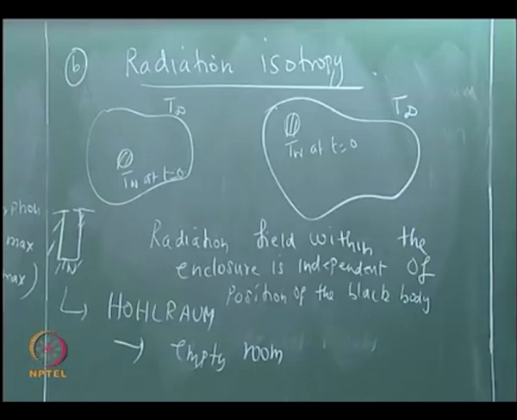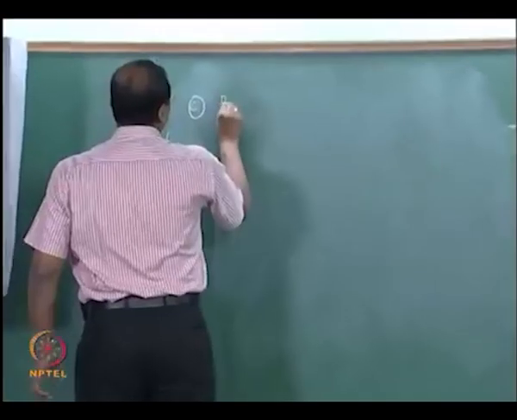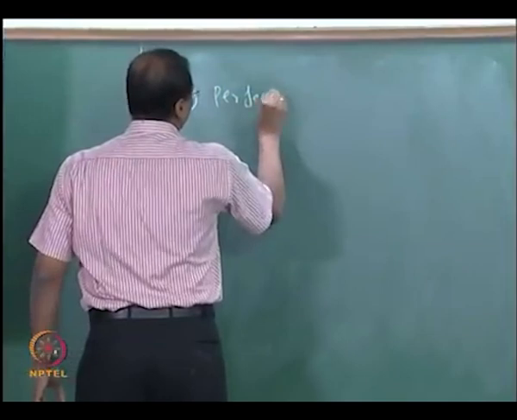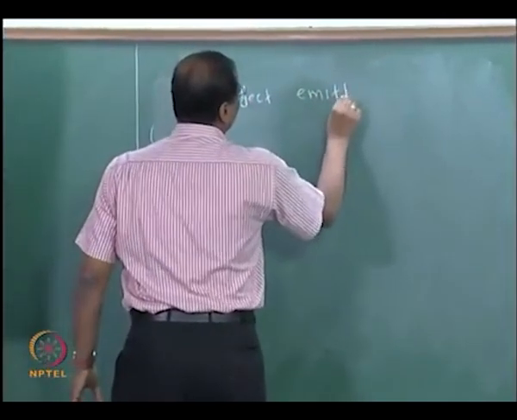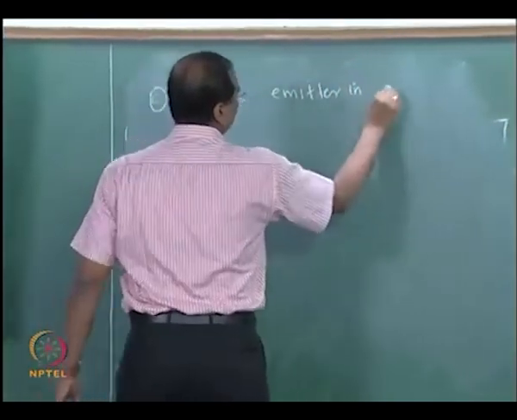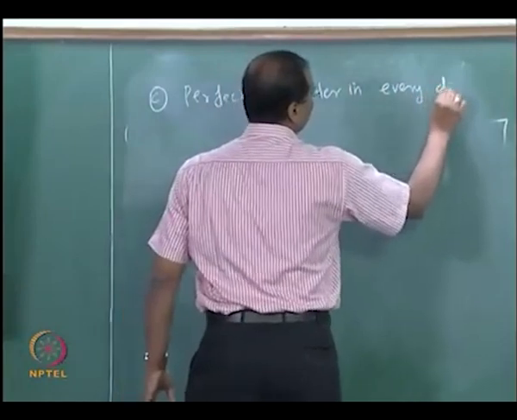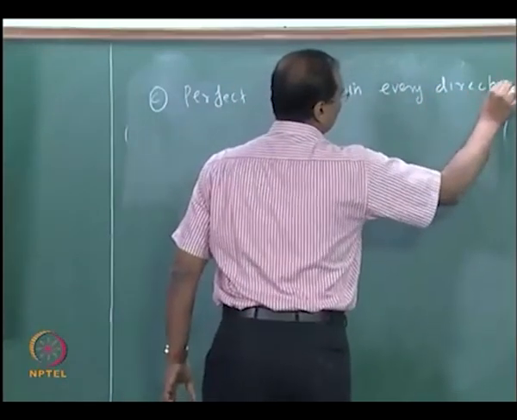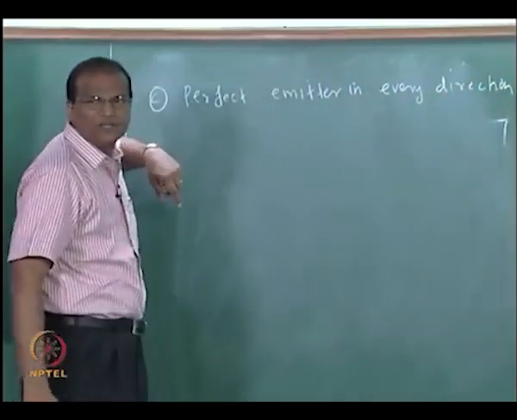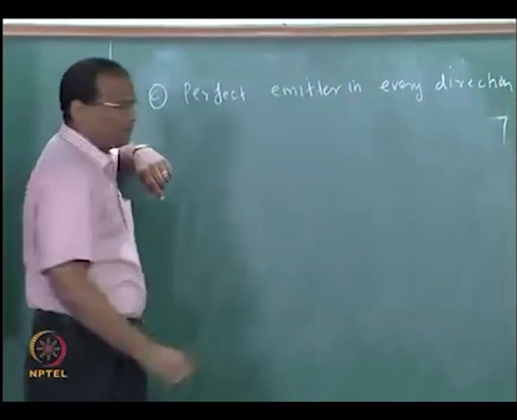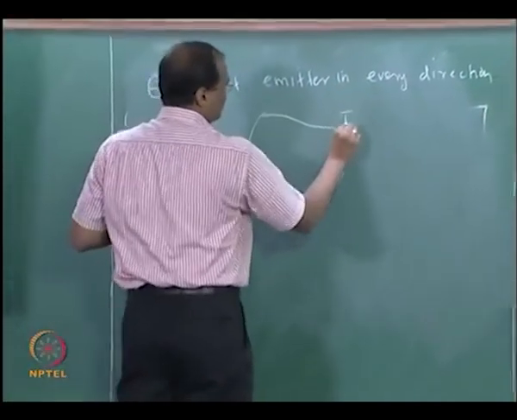Perfect emitter in every direction. How do you prove this with this enclosure business? Suppose I have T infinity.